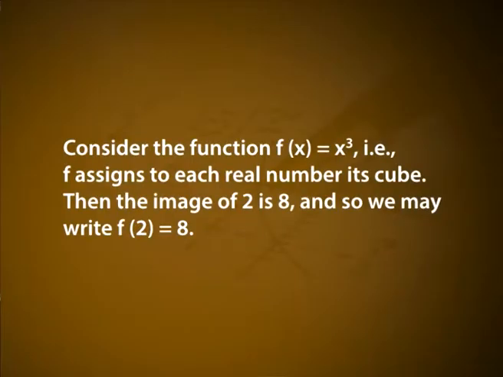Whenever a function is given by a formula in terms of a variable x, we assume, unless otherwise stated, that the domain of the function is R or the largest subset of R for which the formula has meaning, and the codomain is R. Let us see some examples. Consider the function f(x) = x³, that is, f assigns to each real number its cube. Then the image of 2 is 8 and so we write f(2) = 8.